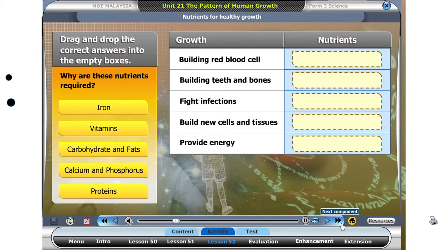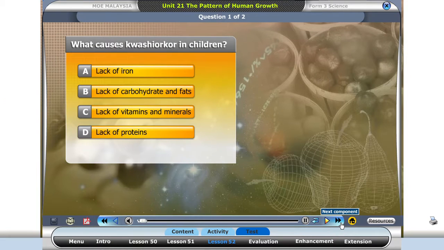Why are these nutrients required? Drag and drop the correct answers into the empty boxes. What causes kwashiorkor in children?